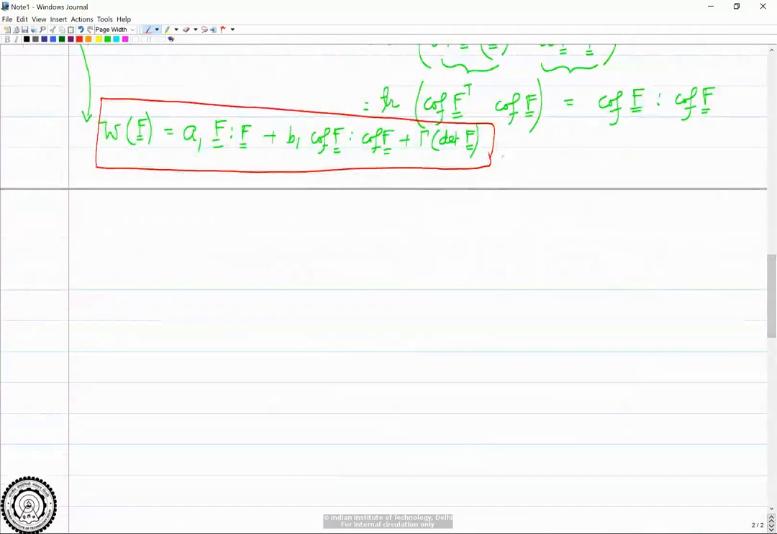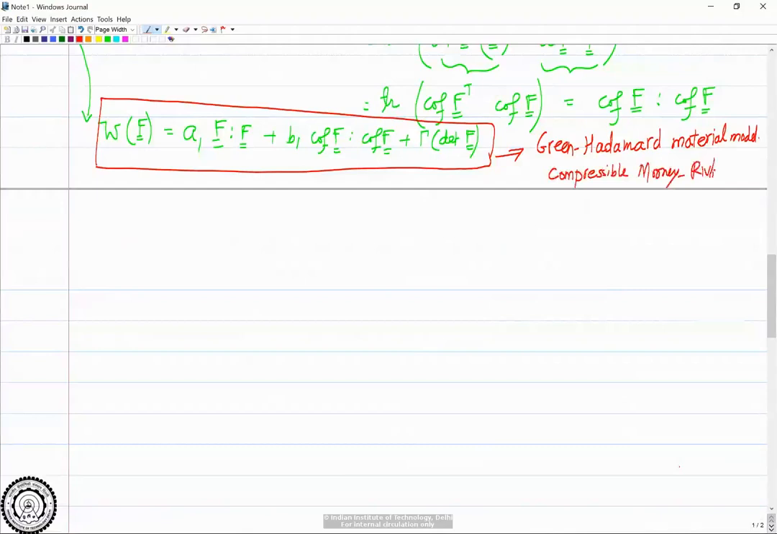And you know, the simplest thing also has got a name. This is called Green-Hadamard material model. And they also call it compressible Mooney-Rivlin. So you must have heard about this Mooney-Rivlin material. So it's compressible Mooney-Rivlin material. So here also it should not be right the other way around. Like first should be cofactor of F, then cofactor of F transpose. Although it will become the same thing. Yeah, exactly. That's why I have written like this. Okay. Because it will become the same thing, you know? That's careful. Okay.